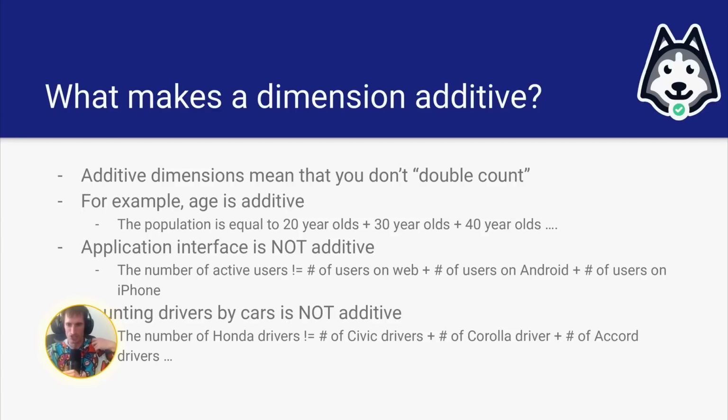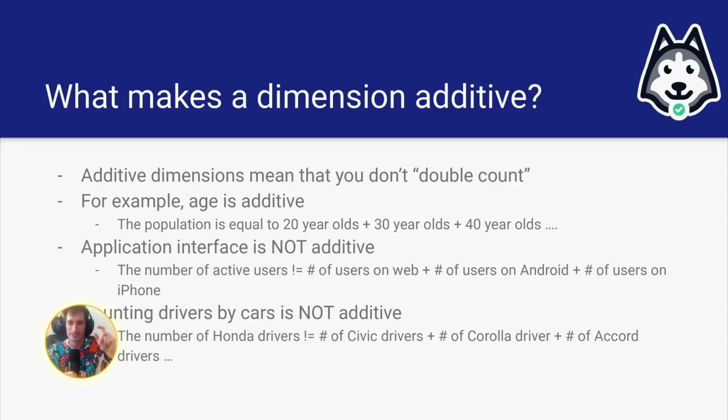But not all dimensions are like this. For example, I like this example around cars. So say you have the number of Honda drivers. The number of Honda drivers is not equal to the number of Civic drivers plus Corolla drivers plus Accord drivers, and the reason for this is because what if I own a Civic and a Corolla, right? Then the problem here is I'm going to be double counted because I'll be a Civic driver and a Corolla driver. I'll be in both buckets. But you don't want to double count me. I'm just one Honda driver. I shouldn't count as 2 Honda drivers there.